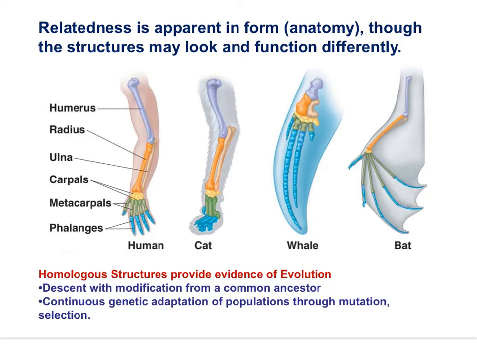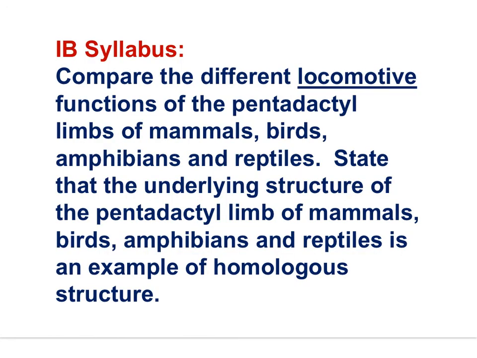So here's an important IB syllabus statement related to homologous structures. Compare the different locomotive functions of the pentadactyl limbs of mammals, birds, amphibians, and reptiles. State that the underlying structure of the pentadactyl, this is the 5-fingered limb of mammals, birds, amphibians, and reptiles, is an example of homologous structure.